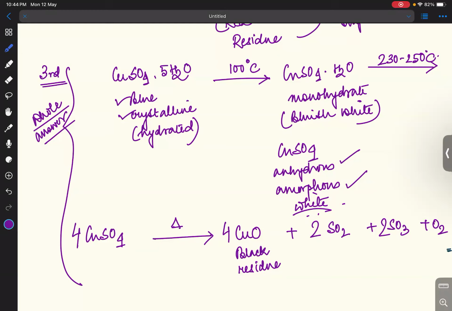Now, the anhydrous copper sulfate, without any water molecule, with the white color and the amorphous nature, when further heated, strongly decomposes, yielding copper oxide, sulfur dioxide. Remember, copper oxide is black in color. Mainly copper salts are all blue, but copper oxide being an exception, it's black. Copper oxide plus sulfur dioxide plus sulfur trioxide and oxygen. So while performing this experiment, keep the mouth of the test tube away because sulfur dioxide is not good for health.